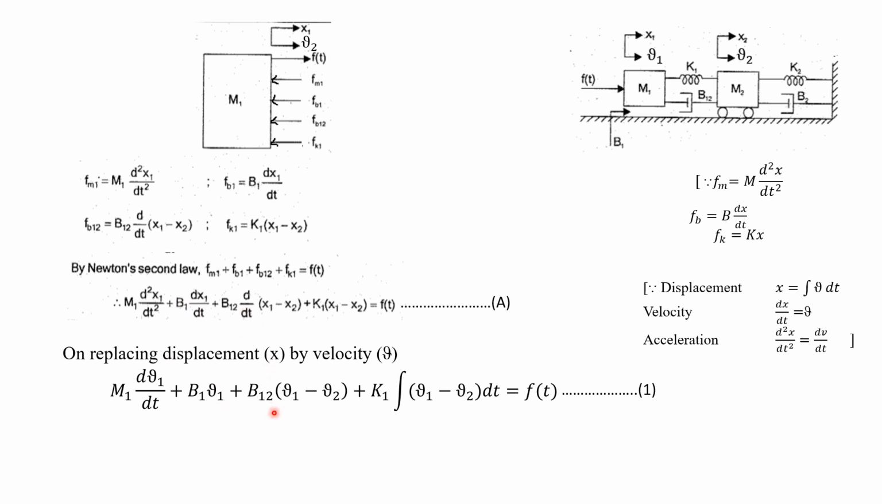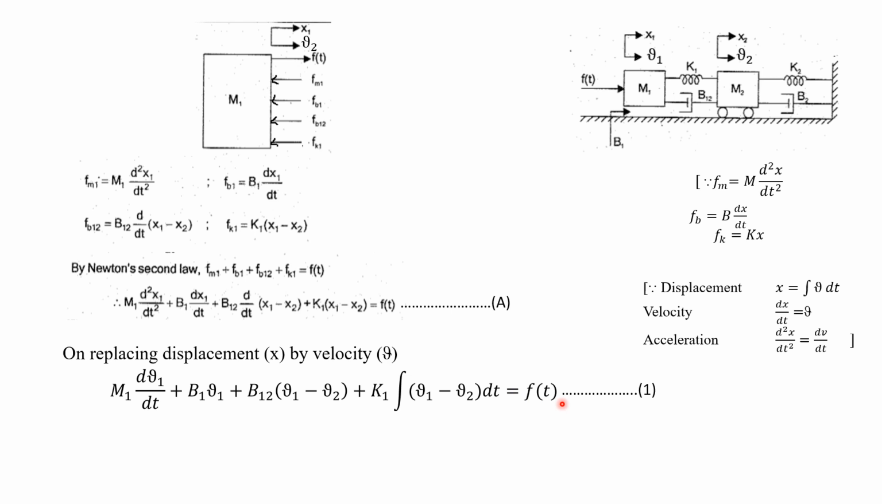The next element is b12 into d by dt of (x1 minus x2). So this can be written as dx1 by dt minus dx2 by dt, isn't it? What is dx1 by dt? v1. What is dx2 by dt? That is v2, based on this formula. Now plus k1 into, what about the value of x in terms of v? x will be equal to integral of v dt. So for writing the value of x1 minus x2, we have to write integral of (v1 minus v2) dt. This will be equal to f of t. On the right side, we do not have any x, so directly we can write it as f of t.